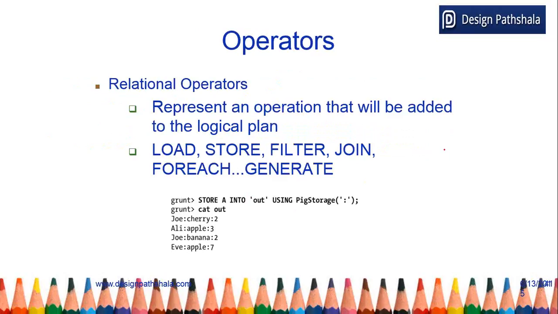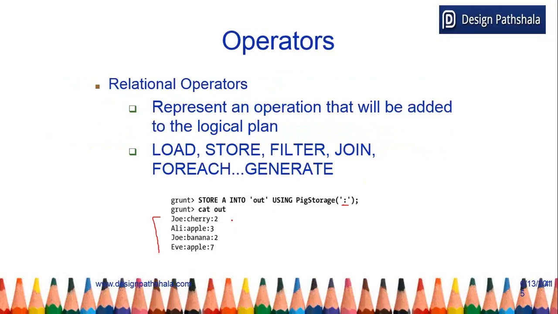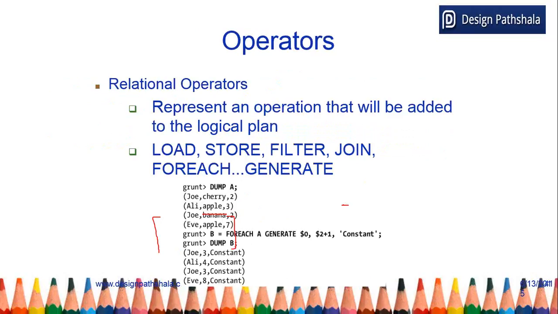Store A into the output file using PigStorage with a colon, so my data is stored in this file. If I say get this file, there is the data which is in the file. Now if I say dump A, these are two different variables. This data was stored as colon separated. So we just look at this data.